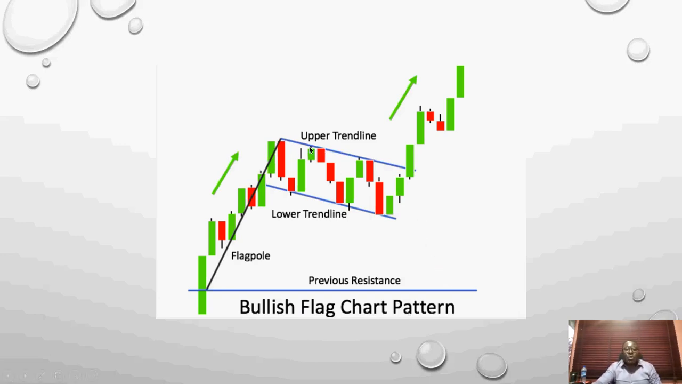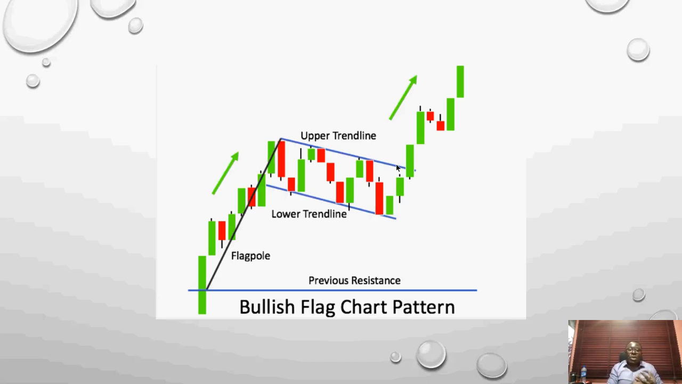So what you do at this point is to join the highs, this blue line. See all these lines? The only thing that you're going to see in the chart is those red candles and the green candles. Every other thing that you're seeing there is added. The arrow was added. The blue lines were all added. And you are the one that will do it. So the upper line, you join it, and that's your resistance line, while the lower one, you join it, that is your support line. So at the break of this resistance, you begin to look for opportunities to enter the market.